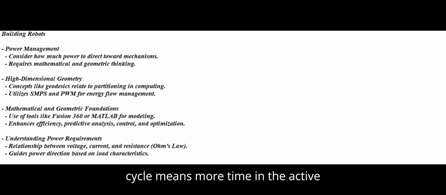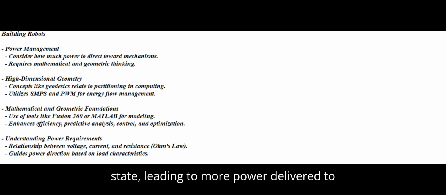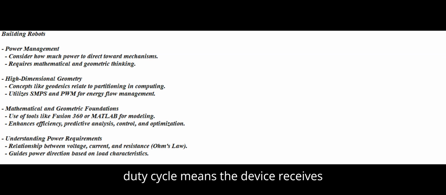A higher duty cycle means more time in the active state, leading to more power delivered to the load. For example, a 50% duty cycle means the device receives power half the time, effectively averaging the power level. In robotics, PWM can control servos and motors, directing their speed and position by varying the pulse width. This precise control enables smooth and responsive movement.